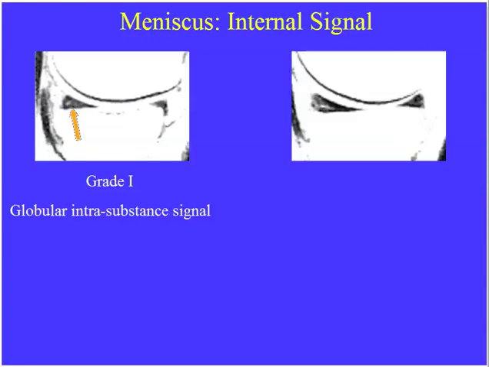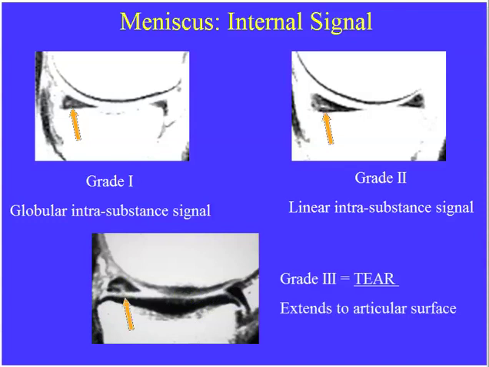If we see globular signal within the substance but not touching the surface, that's grade 1 intrasubstance degeneration. If we see linear intrasubstance signal not touching the surface, that's grade 2. And if it touches the surface, as we show in this case, that's grade 3. And grade 3 signal equals a tear. So if you have linear signal within the substance of the meniscus touching either the superior or inferior surface, then that represents a tear. If it touches the peripheral surface, that does not represent a tear. If it touches out here at the capsular junction, this does not represent a tear. It has to touch the bottom or the top surface.